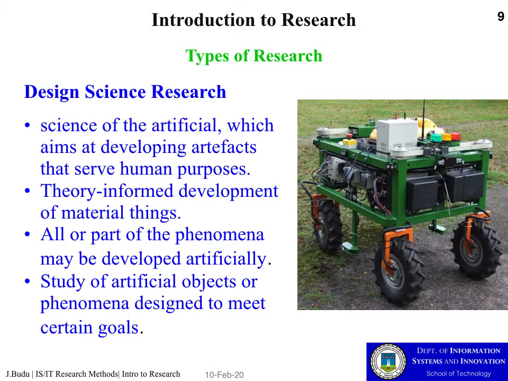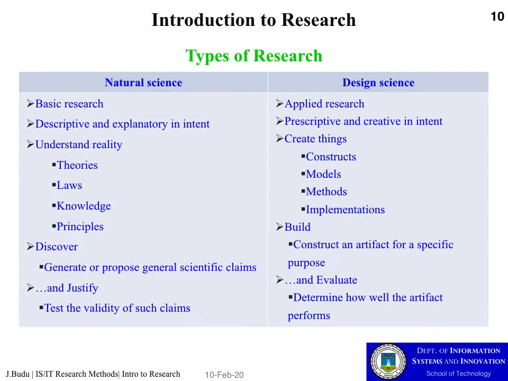Okay, so we identify real world problems and then create solutions for them. This, for instance, is an agricultural robot for spraying and sowing seeds on a farm. So this is a summary of the expectations between natural science and design science research. Natural science research is also known as basic research. Design science is also known as applied research.